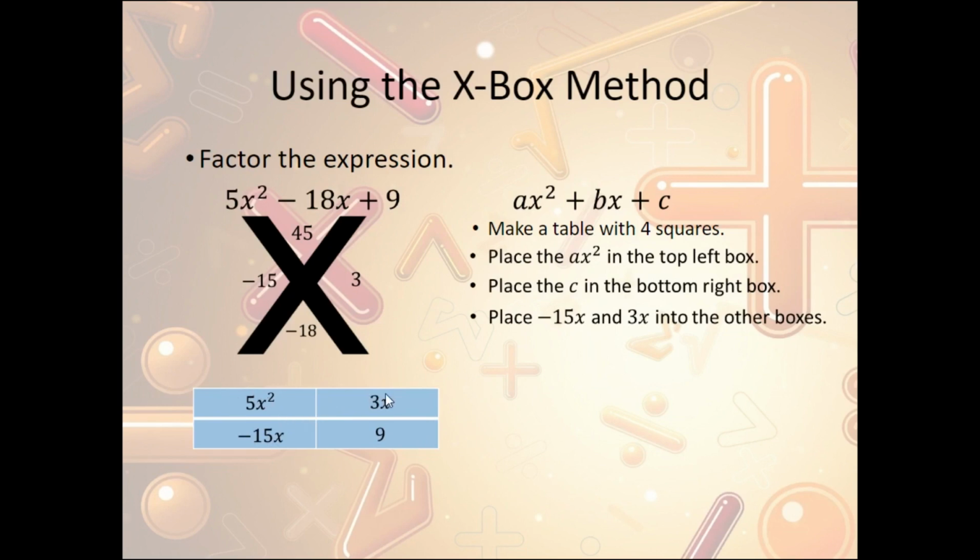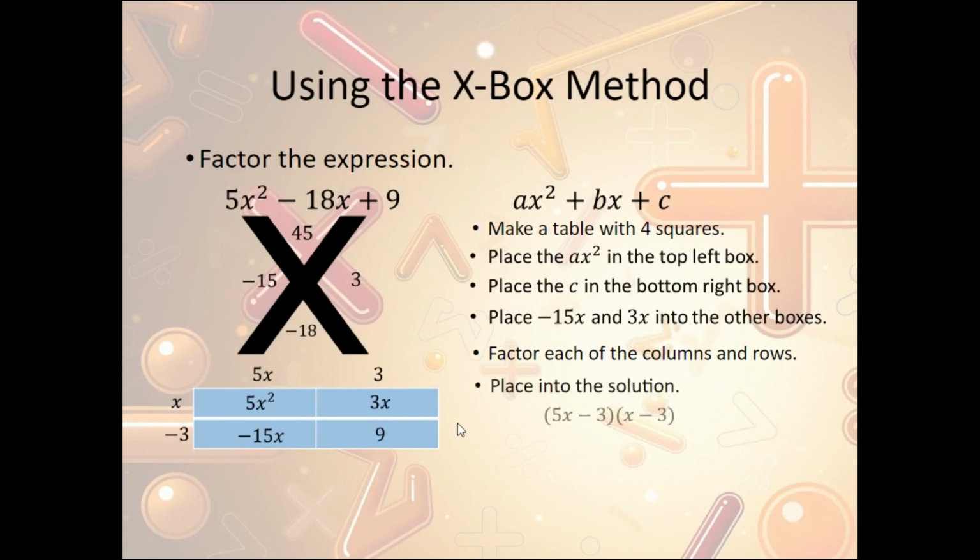Now we're going to factor out what we can, trying to find a common factor. So between 5x squared and 15x, there's a 5x in common. So that's what we would factor out. So we'll go ahead and just put it at the top of the box. Then we'll do this one, 3x and 9. Well, 3 is in common between those two, so we'll put a 3 at the top. Then we go crossways. So we have 5x squared and 3x. Well, the only thing in common there is an x. And then 15x and 9. Well, we have a 3 in common there. So now we have 5x and 3 and x and 3. And now we just place it into our solution.